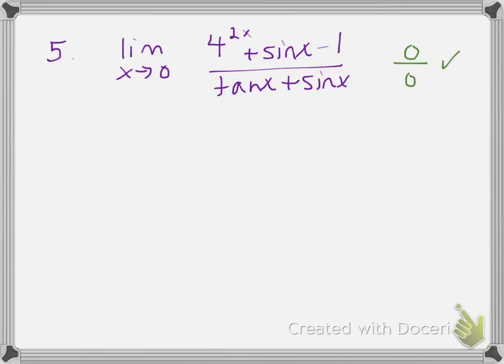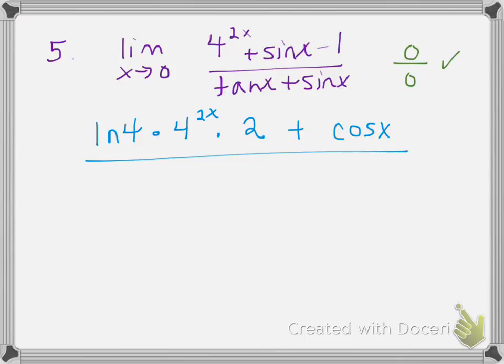The derivative of 4 to the 2x is natural log of 4 times 4 to the 2x. And then times the derivative of the power, which is 2. Derivative of sine of x is cosine of x. The derivative of tangent is 1 over cosine squared of x. Derivative of sine is cosine. Like I said, that problem is probably just to remind you of how to find all those derivatives.